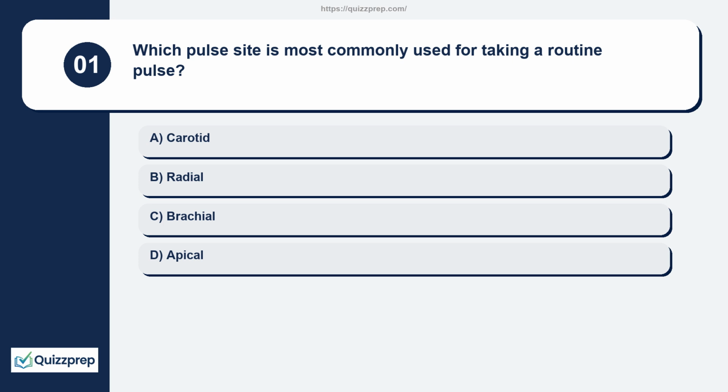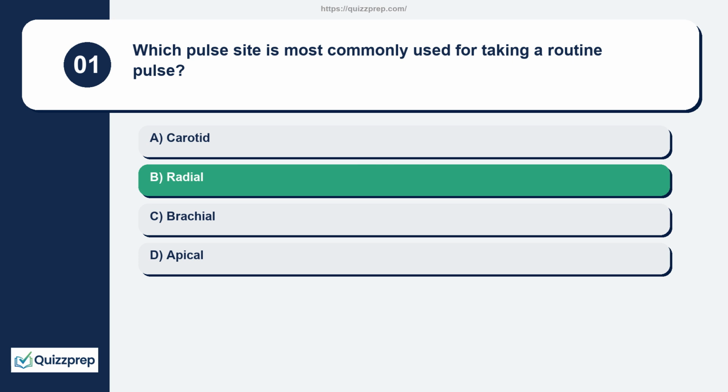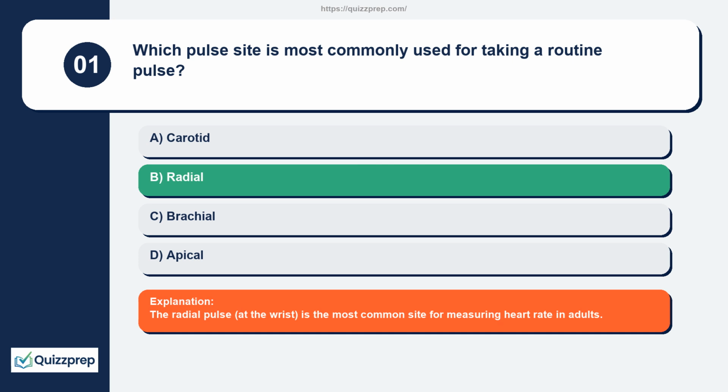Question 1. Which pulse site is most commonly used for taking a routine pulse? Carotid, radial, brachial, apical. The radial pulse, at the wrist, is the most common site for measuring heart rate in adults.